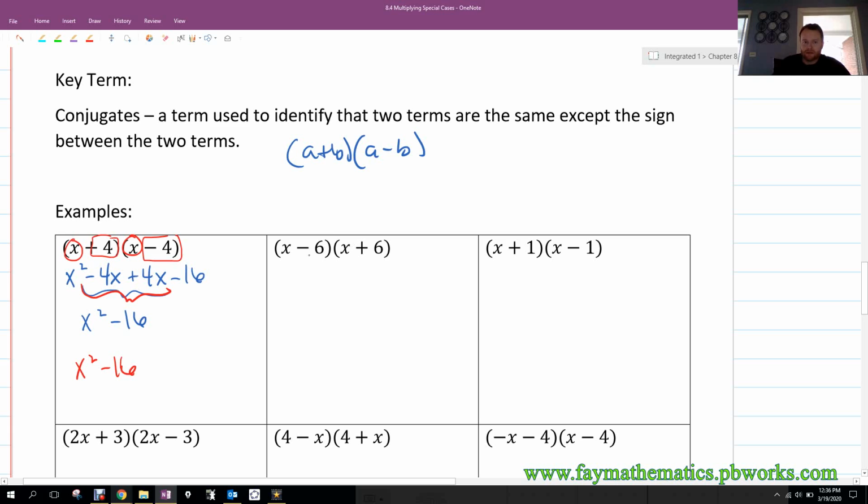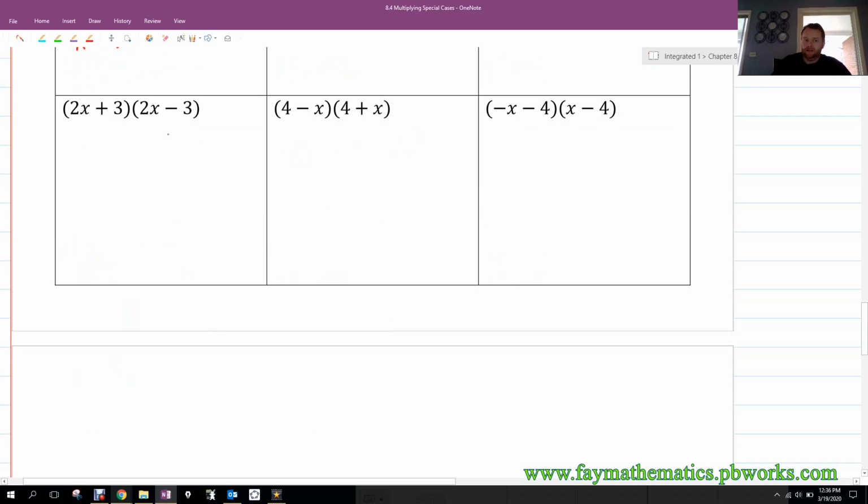Okay, so these are conjugates. Here's the sum and here's the difference. So I'll take x times x. We do first times first, and then we do last times last. Okay, same thing here. First times first, and then last times last. Down here, it's the same thing. Now it's not just 1x anymore, it's 2x, but that's fine. So first times first gives me 4x squared, and then last times last gives me negative 9. 4 minus x, 4 plus x, so first times first, 16, last times last, negative x squared.